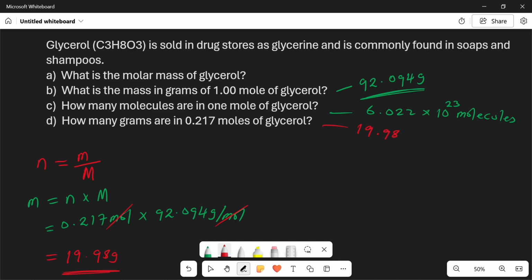This implies that's our answer for the last part, which is 19.98 grams. And for the first part, we had 92.094, and the unit for this one is grams per mole. So those are our answers for this question, and that's it for this video.